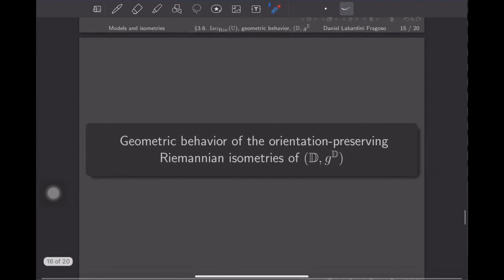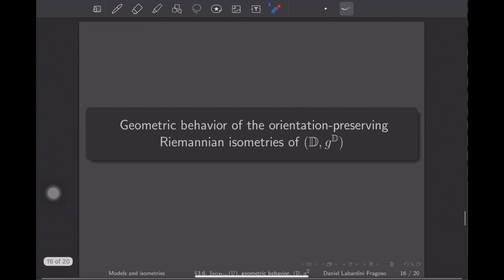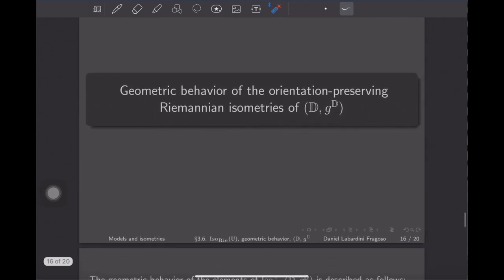Okay, and then that was it about the Poincare disk. Sorry, I still have to close with the geometric behavior of the orientation preserving Riemannian isometry. So that was almost it.